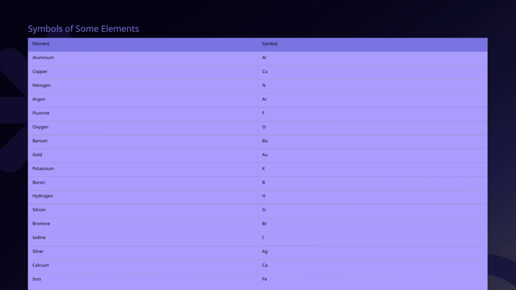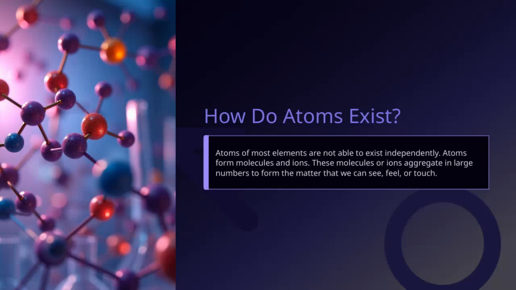Some other interesting examples include gold, Au, which comes from its Latin name aurum, and iron, Fe, from ferrum. Sodium is Na, from natrium, and potassium is K, from kalium. By familiarizing ourselves with these symbols, we gain a foundation for deeper studies in chemistry, helping us read and interpret scientific data more effectively.